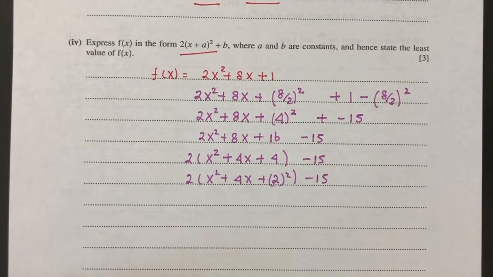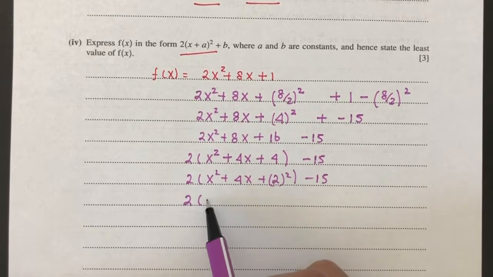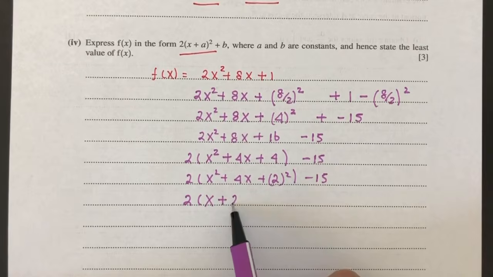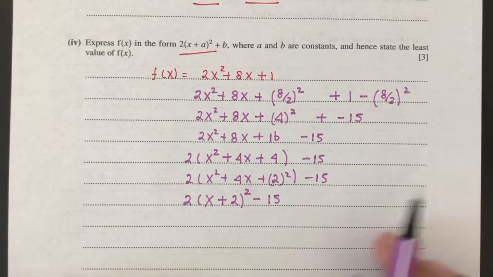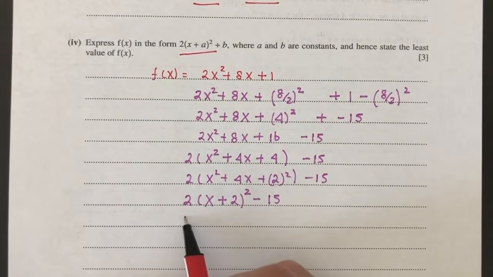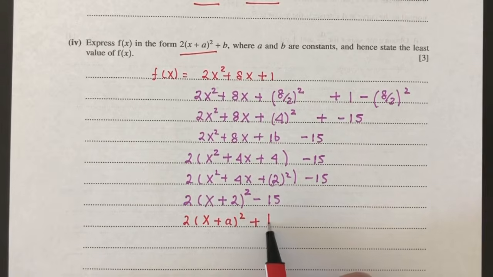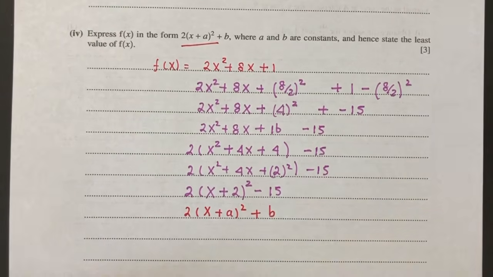Now let's see what we can do here. That will be 2, and this one is a complete square form, so that will be x plus 2, and you write square, minus 15. So that will be in this form, 2(x plus a) squared plus b. As you can see, a will be 2 and b will be minus 15.